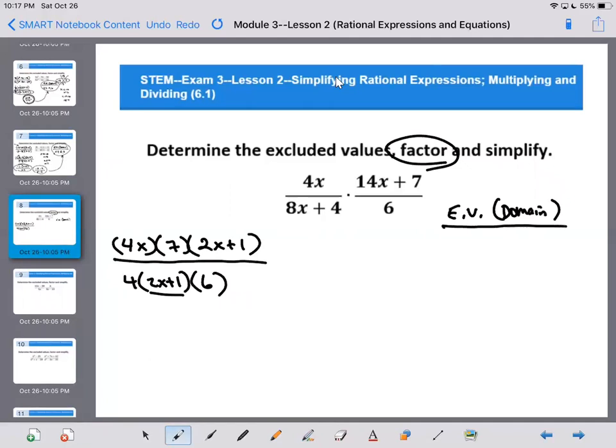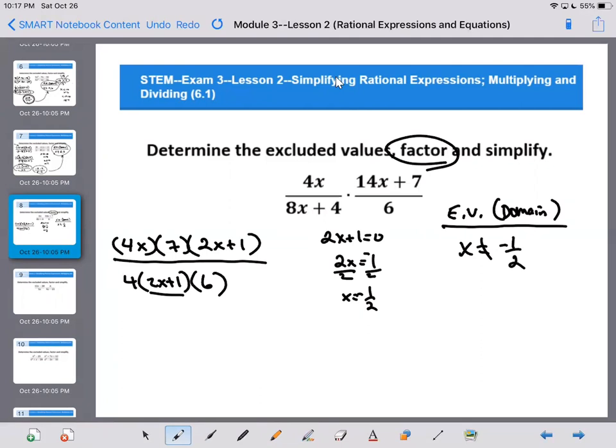So 2x plus 1 is equal to 0. I'm going to subtract 1 and then divide by 2. So x is negative 1/2, so therefore x cannot be negative 1/2, or it's going to cause the denominator to go to 0.